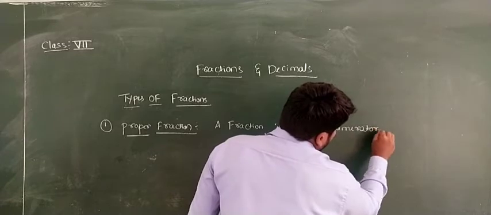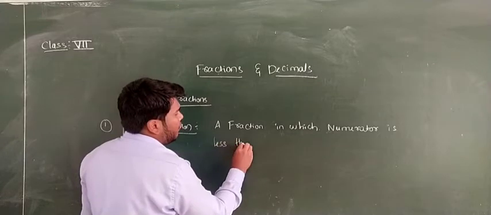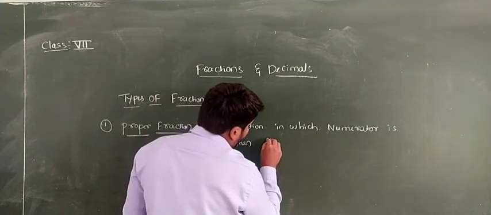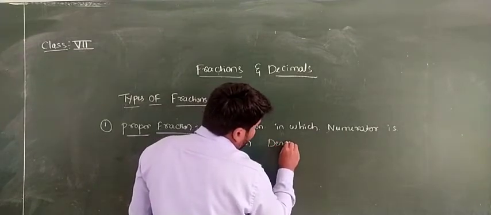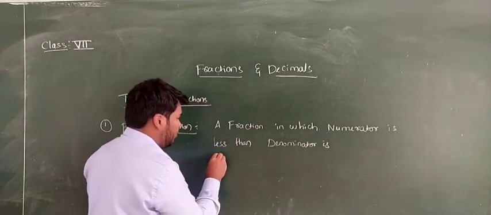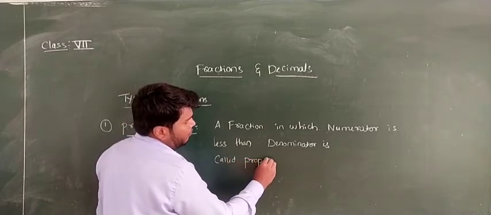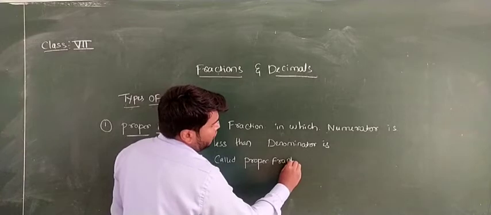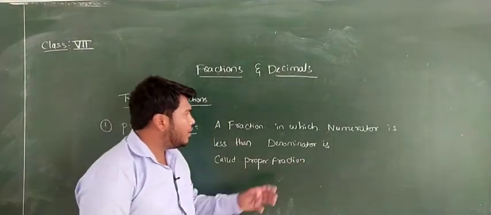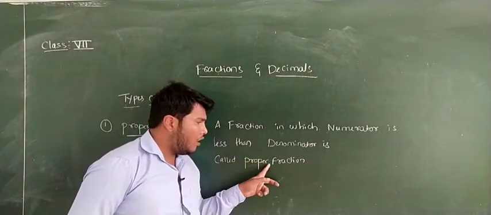Numerator is less than denominator. A fraction in which numerator is less than denominator is called a proper fraction. Proper fraction. So this is a very, very important definition. Based on this we continue the fraction part. A fraction in which numerator is less than denominator is called a proper fraction.